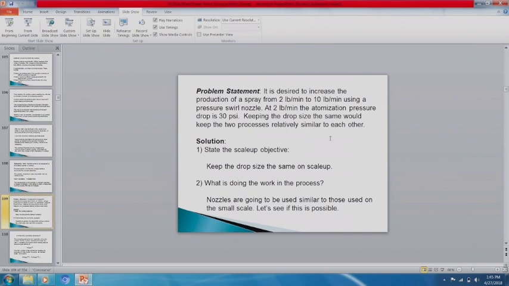Basically, it's relatively similar to each other. So keep the drop sizes the same on scale up. What's doing the work? Well, we have nozzles. Let's see if this is possible.